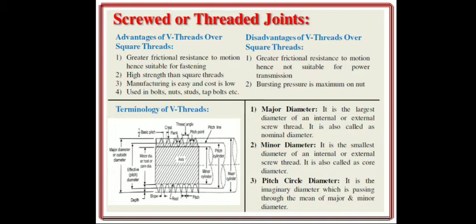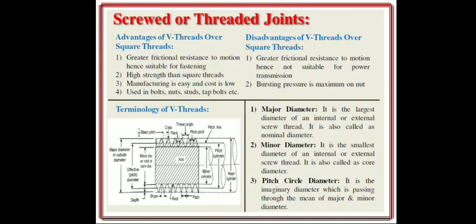The disadvantages of V threads over the square thread: the first one, the greater frictional resistance to the motion, hence not suitable for power transmission. And second one, the bursting pressure on the nut is maximum. So these are the various advantages and disadvantages of the V threads over the square threads.